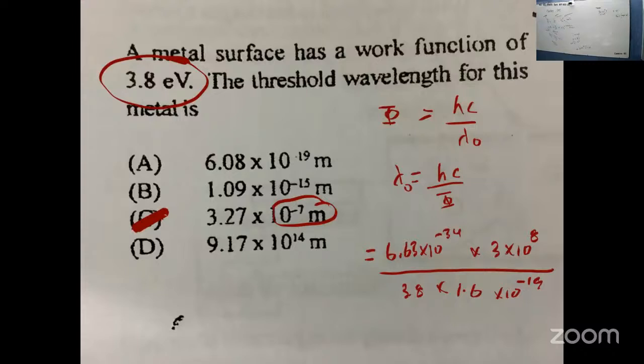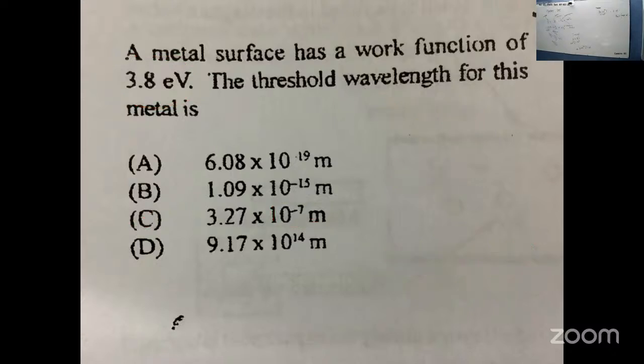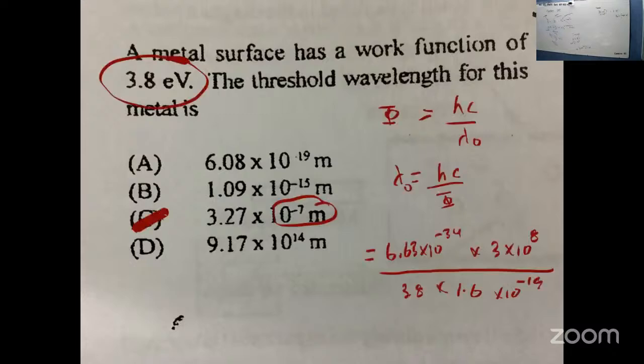Right, the threshold wavelength, is it the maximum wavelength or the minimum wavelength? Maximum wavelength. No, frequency is minimum. Wavelength is maximum. Okay. So I have 3 minus 7. Yeah, that's correct, right? That's the answer.